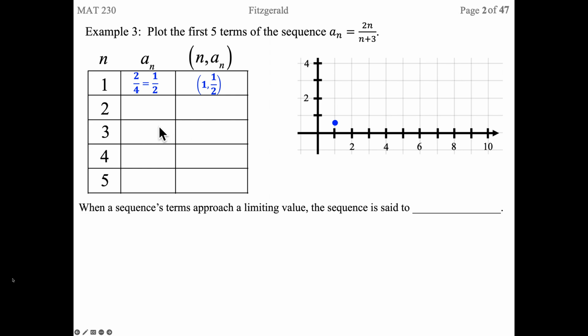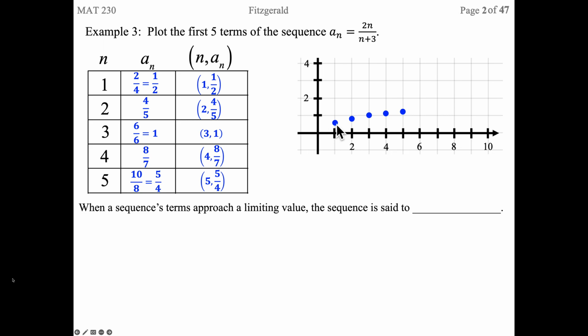We'll plot it. Then we'll have 4 over 5. That will be 2 comma 4 over 5. Plot it. Then we'll plot 3. When n is 3, that's going to give us 6 over 6, which is 1. So 3, 1 we plot. 8 over 7, 4 comma 8 sevenths. Then we'll have 10 over 8, which reduces to 5/4. We'll plot that point. But those are my points, and they're not connected.